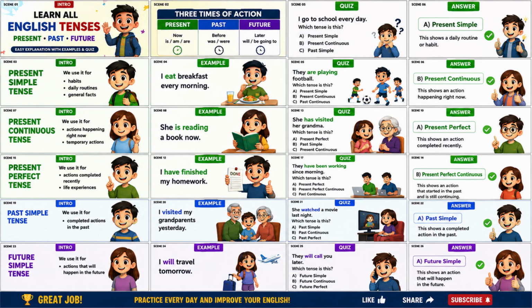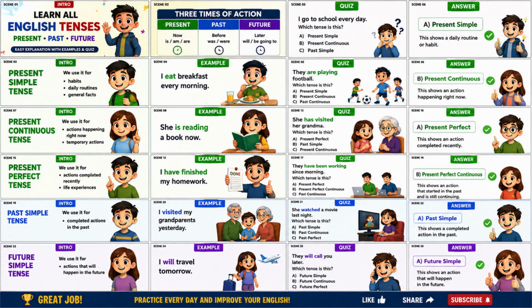Next is past continuous tense. This shows an action happening at a specific time in the past. Example: I was sleeping at 10 p.m. She was reading a book. They were dancing. Structure: subject plus was/were plus verb-ing.